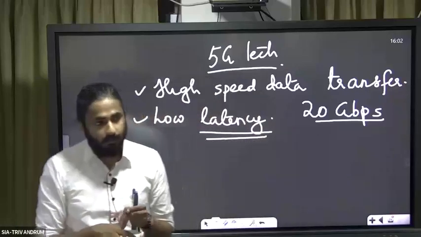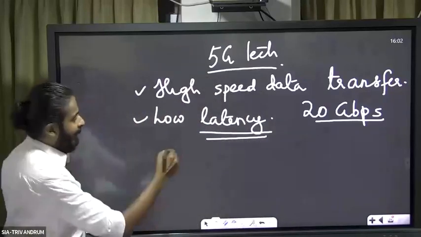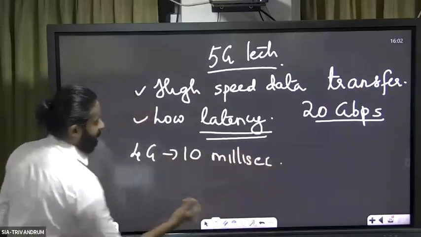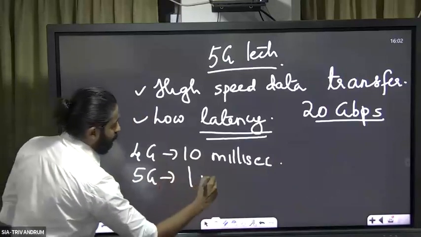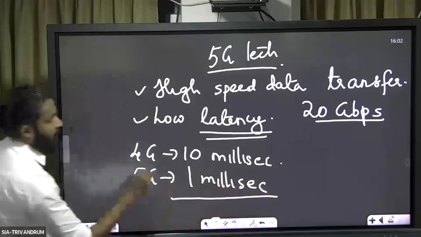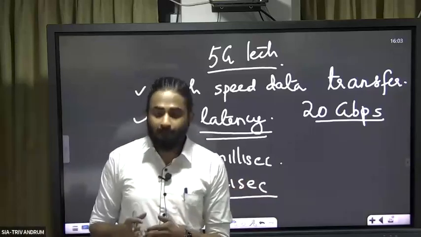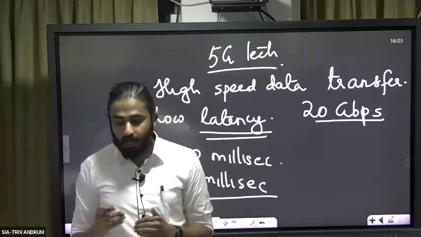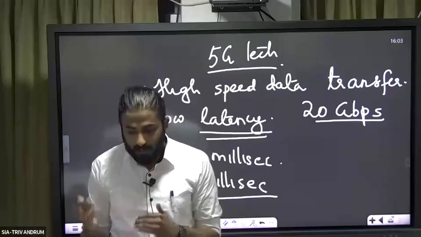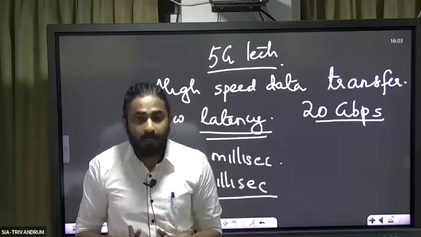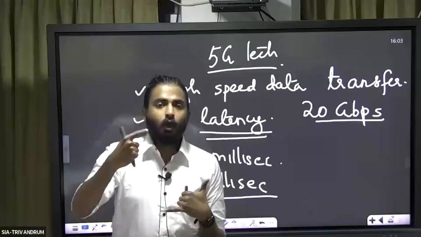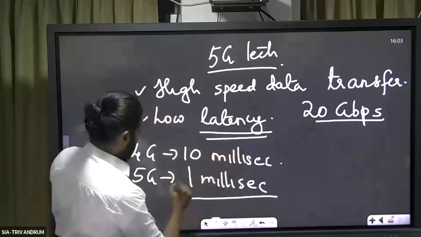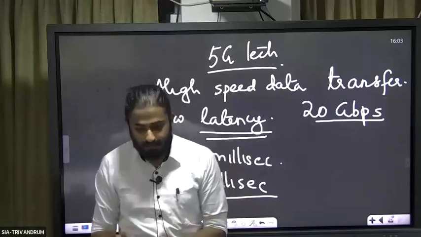So these are the two advantages. For 4G, the latency was 10 milliseconds. In 5G, we are reducing it further to 1 millisecond. So these are the two main advantages of 5th generation. First, we have high speed data transfer. We will be able to reach up to 20 Gbps data transfer speed. And second is the low latency. The time for a call to get connected is very less. It is less than 1 millisecond.